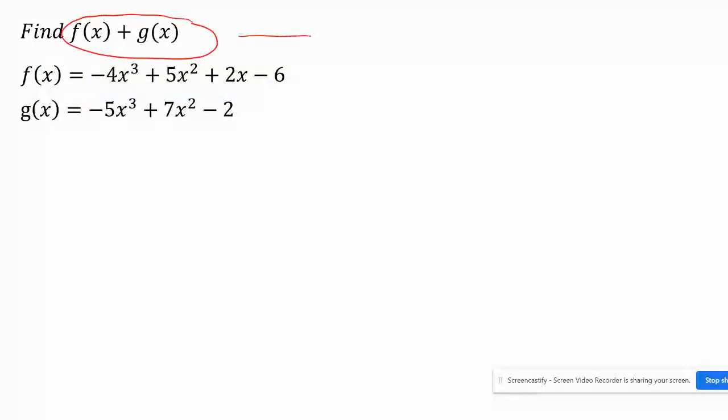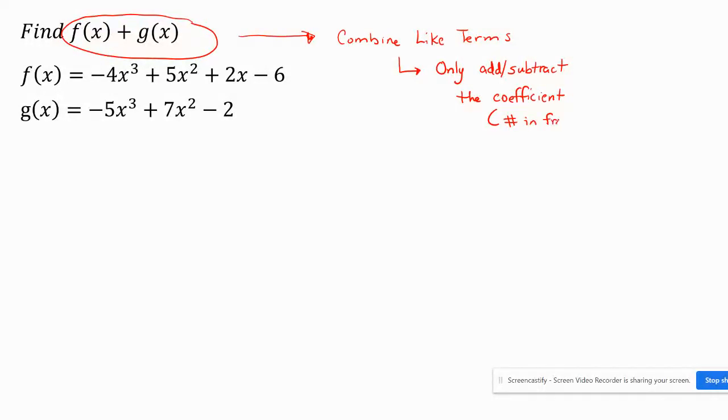So we're going to combine like terms. When you combine like terms, you only add or subtract the coefficient. And the coefficient is the number in front of the letter, the variable. Let me just write down coefficient here. The coefficient is the number in front of the variable. In other words, do not change the amount of exponents. We're only dealing with the numbers.